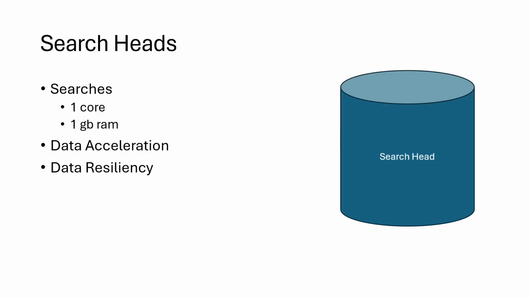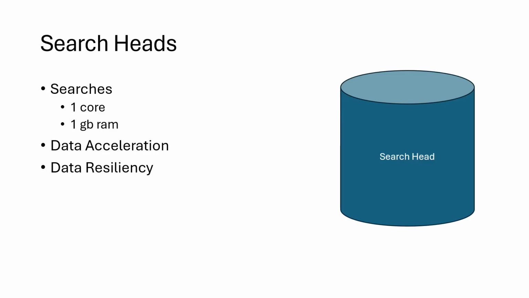Jump over to search heads. Same concept. Every search that's running, 1 core, 1 gigabyte of RAM. Other things to consider, you might be using data acceleration, tstats. When you do that, that's going to eat up more of your system resources.